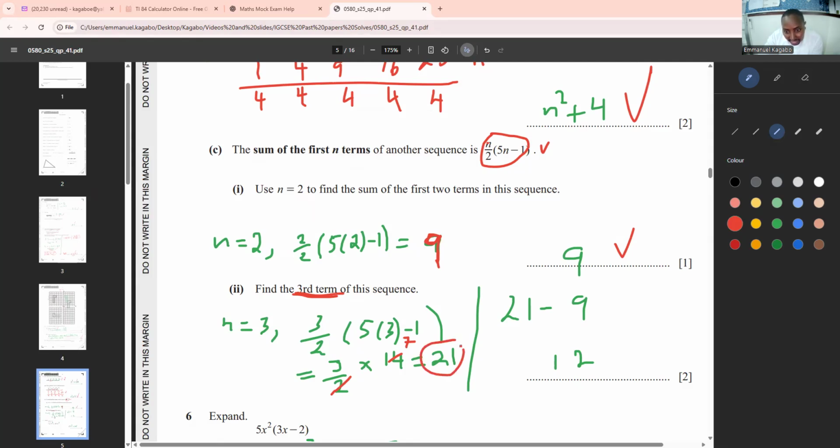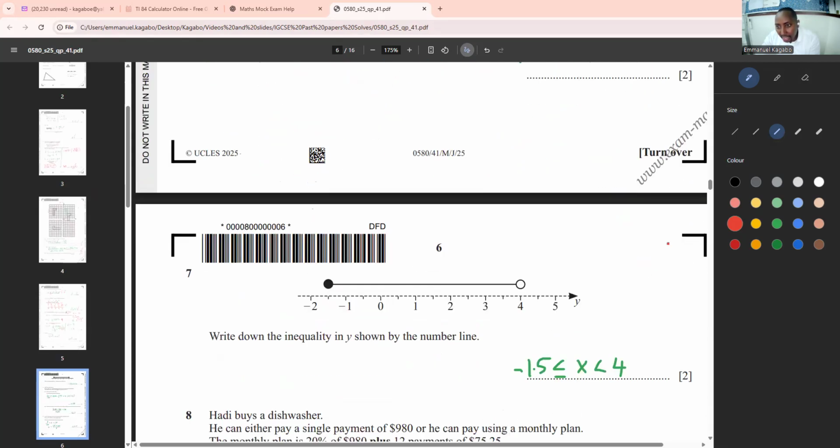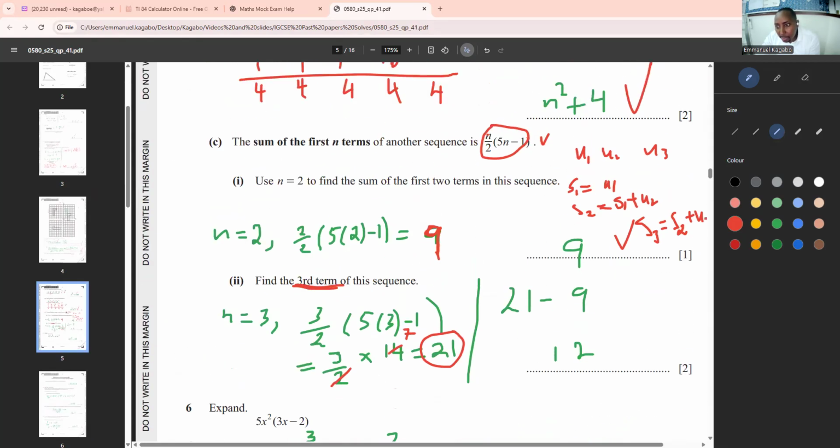So the sum of the first 3 terms is 21. And the sum of the first 2 terms is 9. So the difference of the 2 will be equal to the third term. Okay? I hope you understand the way the sequence works. You have U1, you have U2, you have U3. How do we get the sum? S1 will be equal to U1. The sum of the first 2 terms will be equal to S1 plus U2. Okay? What about S3? S3 will be equal to S2 plus U3. That is what I did here. Oh, my bad. Will be equal to 3 here.